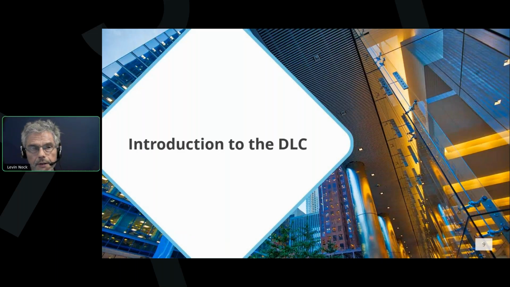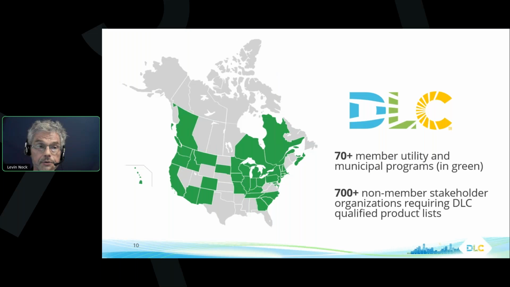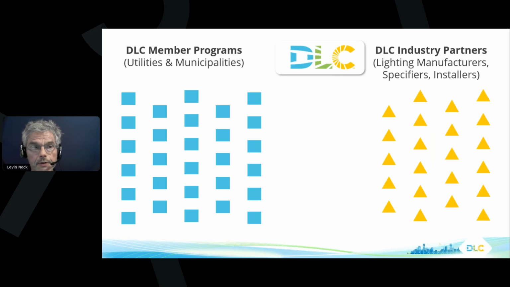I'll give a brief introduction to the Design Lights Consortium, or DLC, in case anyone online is not familiar with us yet. The DLC is a nonprofit organization supported by more than 70 utility and municipal members across the states and provinces shown here in green, plus hundreds of manufacturers of lighting and lighting controls. In addition, more than 700 organizations throughout the US and Canada require DLC qualified lists for either incentive programs or procurement guidelines. The DLC works as a liaison for utility members and industry partners.